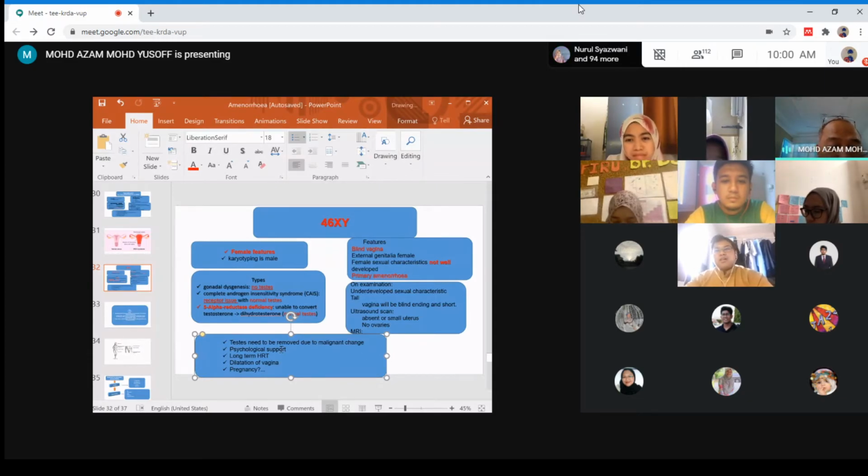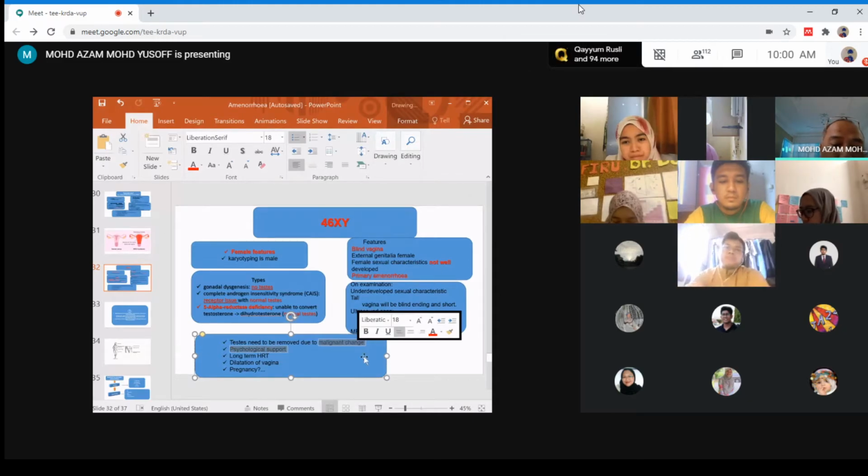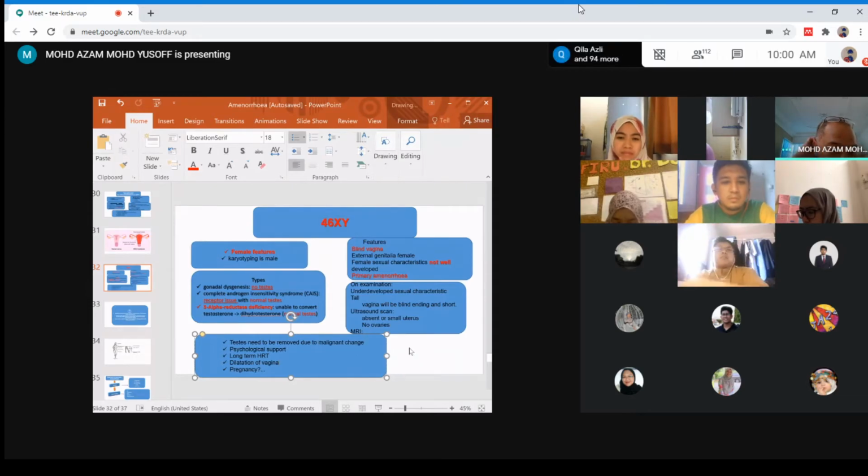So the treatment is we need to remove the testes, because the testes have malignant change if we leave them behind. So usually we find the testes and we just remove them. And definitely psychological support plays a big role. I think it is very devastating for them, isn't it?